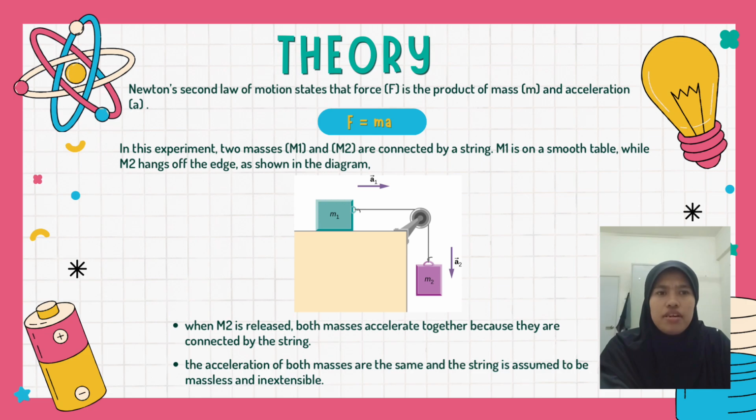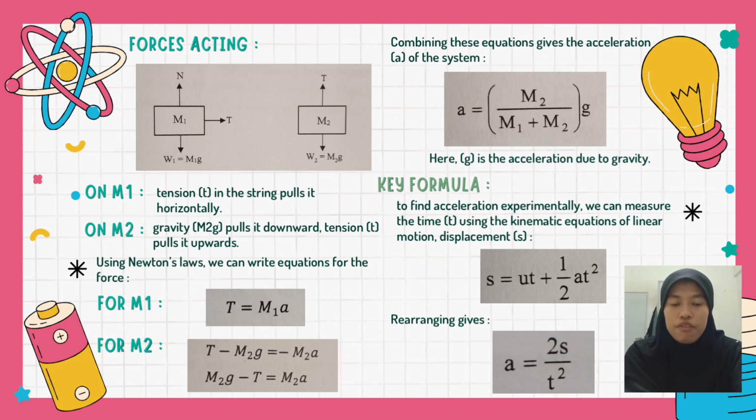The acceleration of both masses is the same, and the string is assumed to be massless and inextensible. Further, for the forces acting on M1, tension in the string pulls it horizontally, while on M2, gravity pulls it downward and tension pulls it upward. Using Newton's law, we can write the equations for the forces.